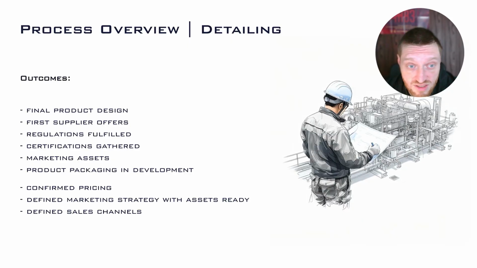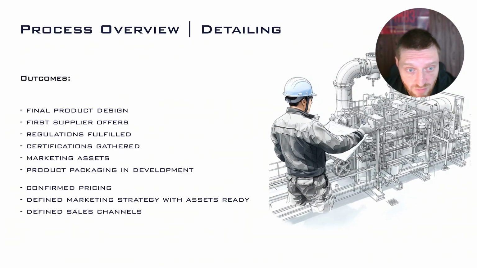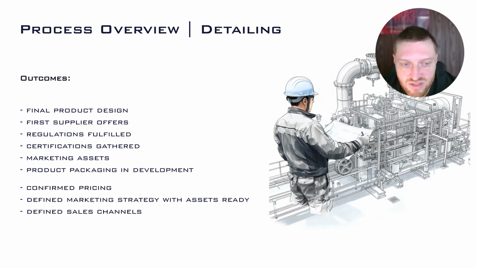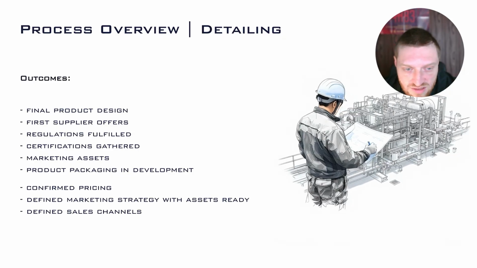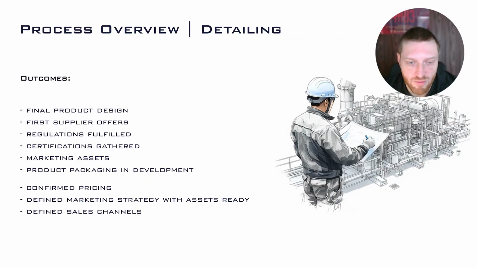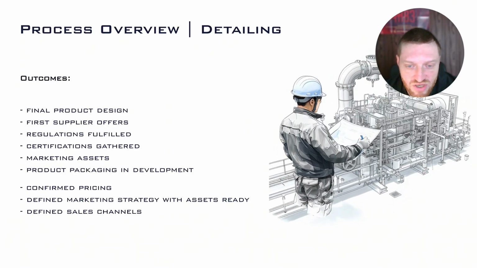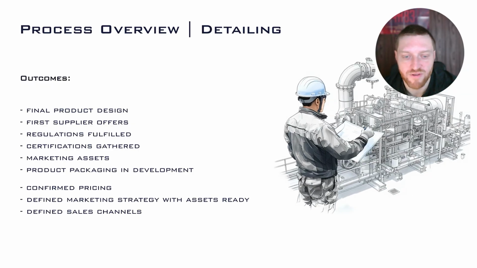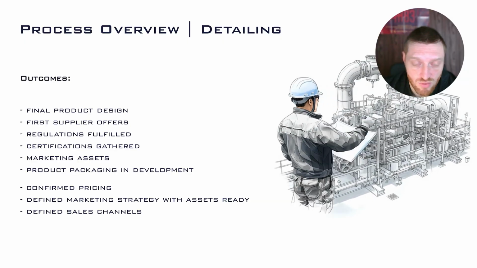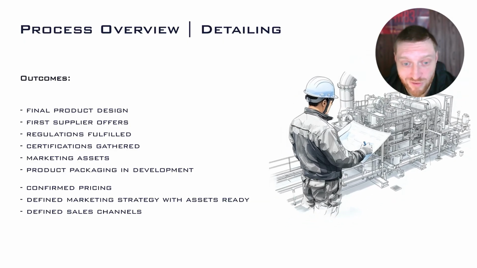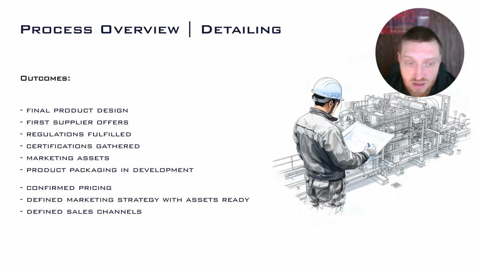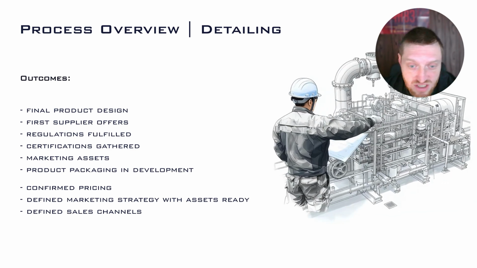So the results of the detailing stage would be: you have a final product design, you have first supplier offers, you have fulfilled all the regulations and gathered all the certifications that you need. You have created a bunch of marketing assets and your product packaging is in development or it's an off-the-shelf packaging. You also have confirmed your pricing and defined a clear marketing strategy with assets ready to go. You have defined your sales channels and basically prepared everything for the product launch already. So the creative and fun part for designers is usually done here. And this is really about getting things done, making things real: cost, price, finances, strategies, marketing, sales.